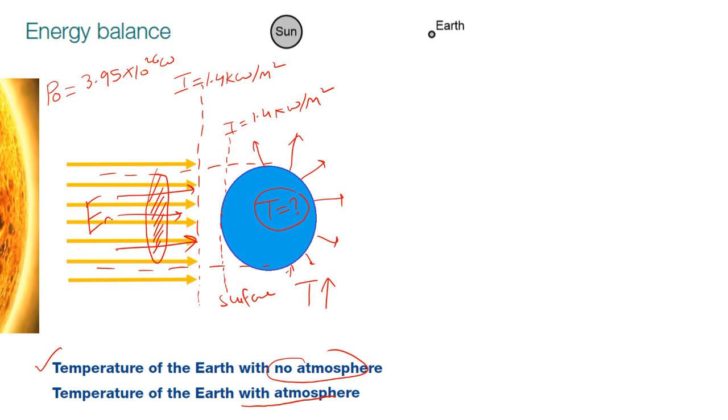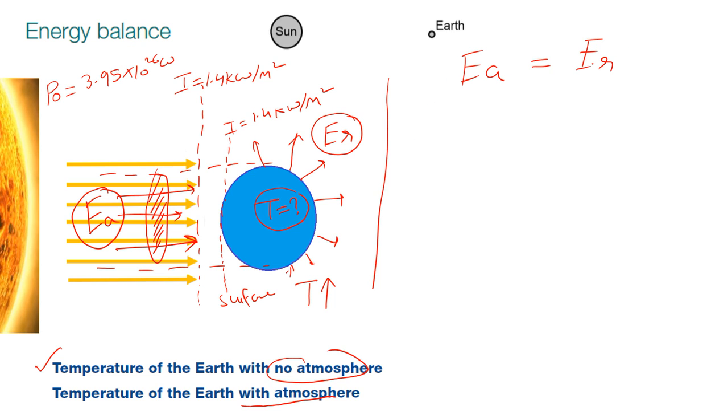Let's say EA represents the energy which is absorbed by the earth, and ER is the energy which is radiated from the earth. At the steady state we had seen that the values of EA and ER balance each other out. At this condition we have to find out the temperature of the earth. So let's go step by step. For the energy absorbed by the earth, we use the solar constant, which is 1.4 kilowatts per meter square.